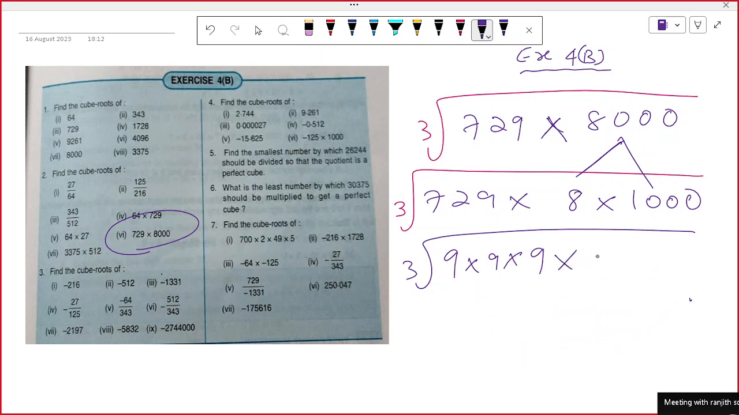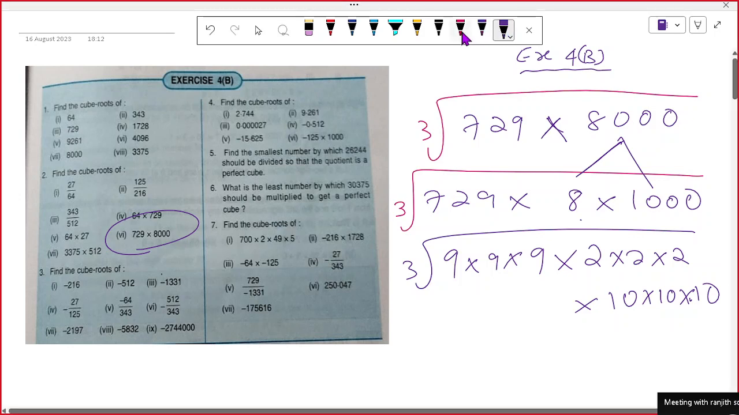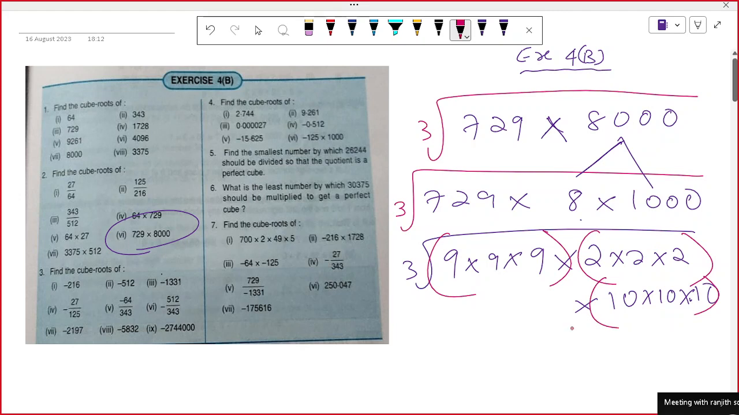Then, 2 into 2 into 2, yes, for 8. And 10 into 10 into 10, yes, 3 zeros for 10. And for cube root, you have to group three numbers, factorize, 3 numbers, sir. Sorry, 1 number, sir. 9 into 2 into 10, which is 180. Yeah, 9 2s are 18, 18 into 10 is 180. So this is how we solve.